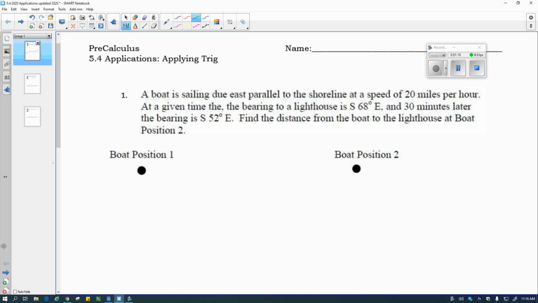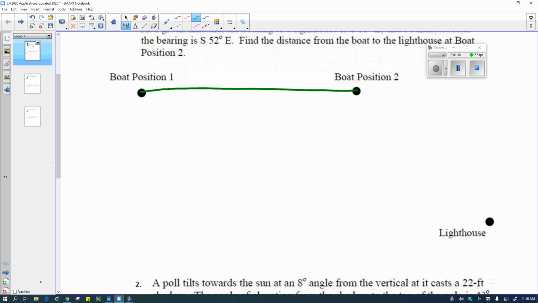So on this one, it's a pretty primitive picture. We have boat position 1 as a dot, boat position 2 as a dot. Probably if I were drawing this, I would just write 1 and 2. I wouldn't even go with boat position on it. But boat position 1 and boat position 2, that's the same boat traveling. What we're interested in is the distance that the boat is from position 2 to the lighthouse. That's what the question asked. Find the distance from the boat to the lighthouse at boat position 2. So that's my unknown. Put whatever variable in you want.